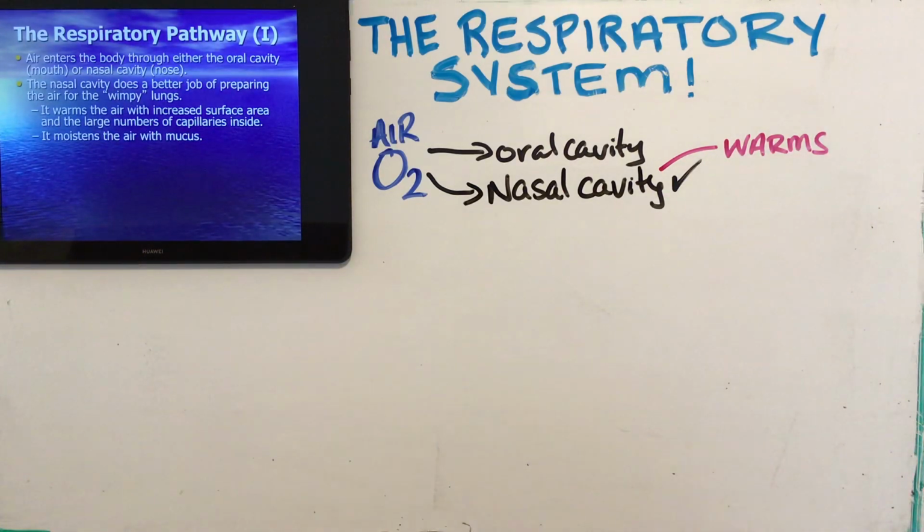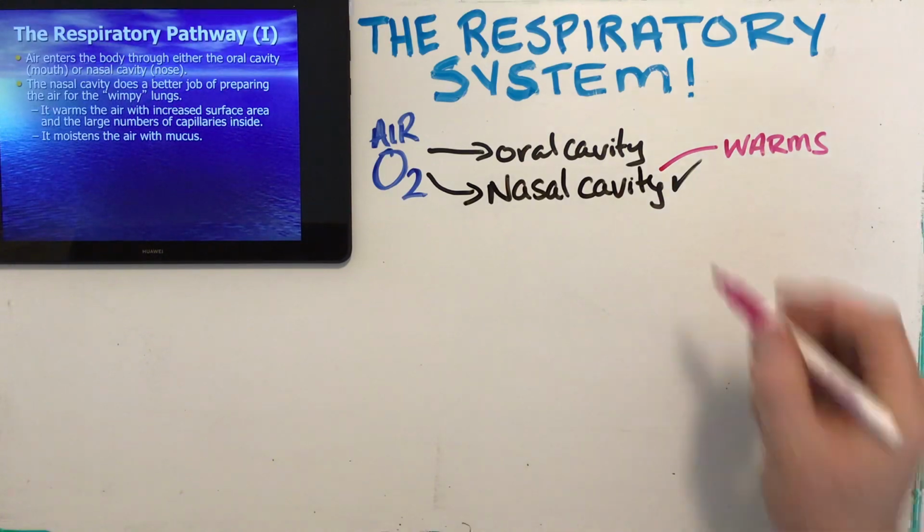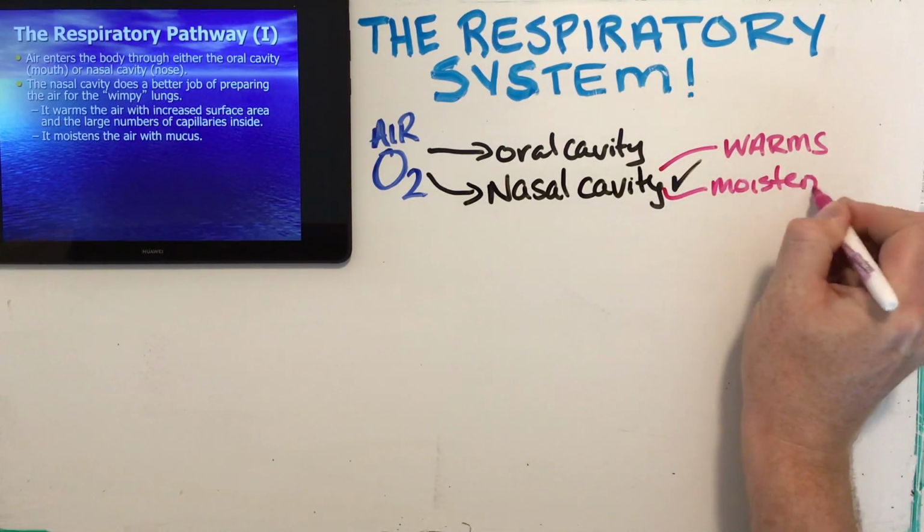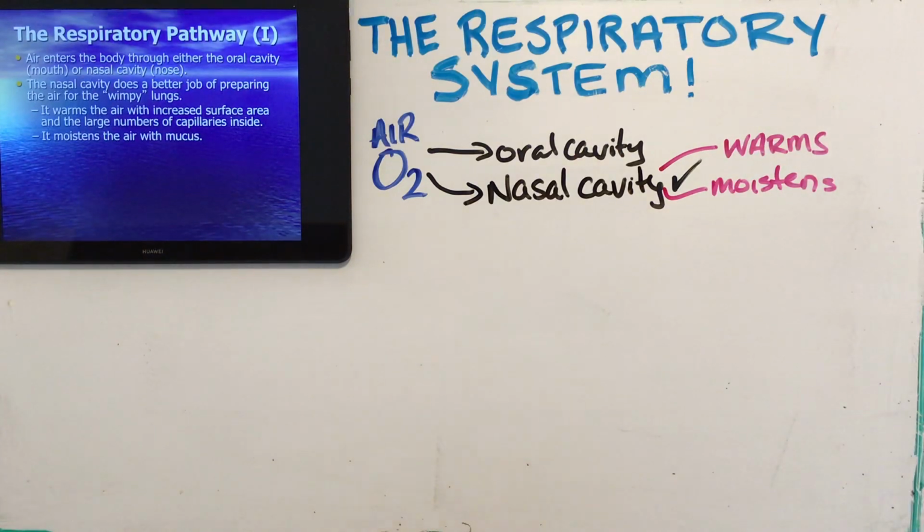A lot of capillaries, blood keeps us warm. It also moistens the air. There's mucus in there. Our nose has mucus producing cells, and that mucus moistens the air. If the air is too dry, it could dry out that inner surface of the lungs. And if it dries out, it hardens and solidifies, and well, you know what happens next, just like the cold.